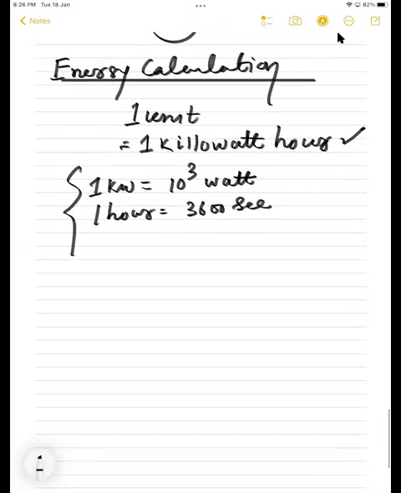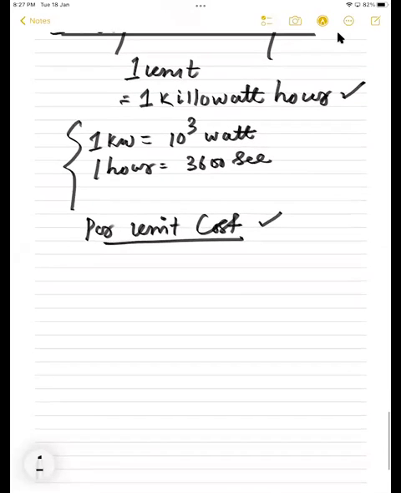And there is a particular case: per unit cost. Per unit cost will be given in the question, right? There will be something given as per unit cost. All understood? So let's say in a house, 20 bulbs are there, right?